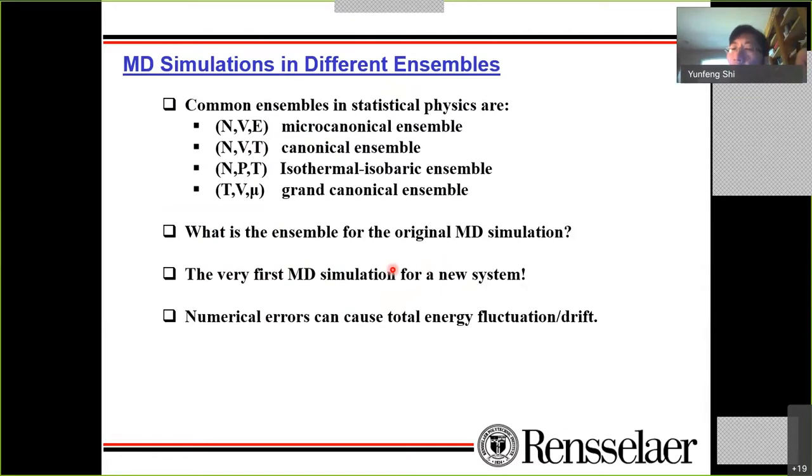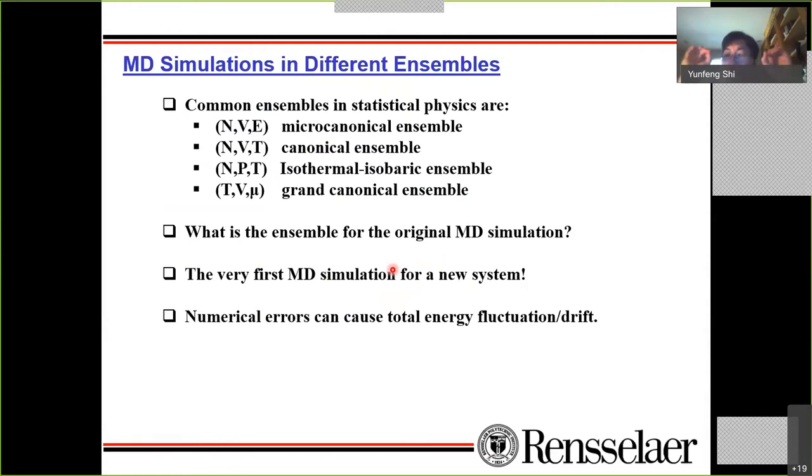But what is the ensemble of the original MD simulation? If you do MD simulation without any modification, the plain vanilla type of MD simulation, what is the ensemble that corresponds to? Remember, the plain vanilla MD without any modification is a microcanonical ensemble, NVE. Essentially, you are an isolated system, right? In your isolated system, the number of particles stays the same, your volume is the same, and your total energy is the same. What is the total energy? Your kinetic energy and your potential energy. They exchange, but the total energy stays the same.